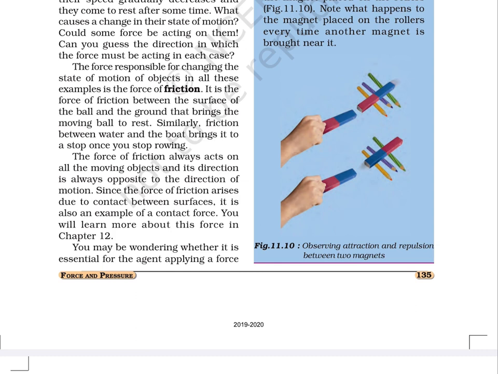The force of friction always acts on all the moving objects and its direction is always opposite to the direction of motion. Since the force of friction arises due to contact between surfaces, it is also an example of a contact force. You will learn more about this force in chapter number 12.